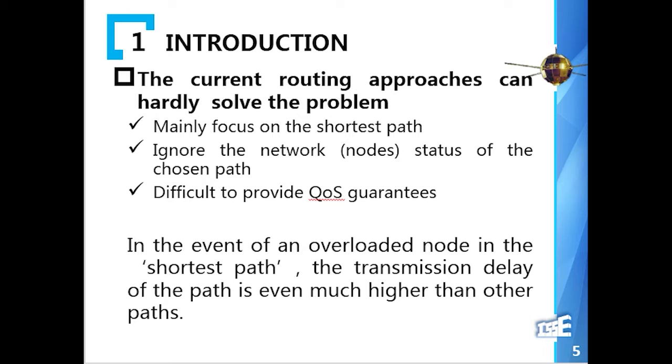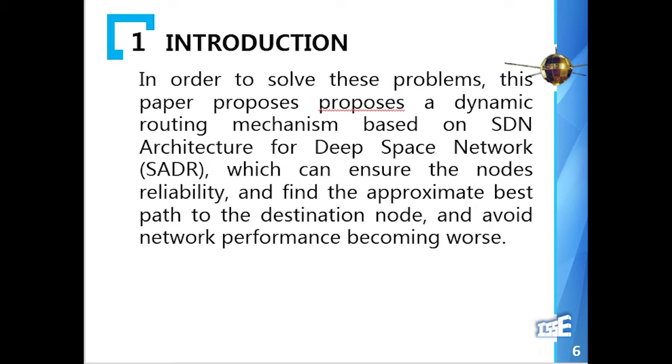They are not considering the load status of the node, so they may also cause the node to be overloaded, cause serious packet loss rate and time delay, and even a sharp drop in the performance of the entire network. In order to alleviate this situation, researchers have tried a variety of solutions. This paper proposes a dynamic routing mechanism based on SDN architecture for deep space network. According to the status of the deep space network QoS guarantee capability, the target node can be found, while avoiding extensive loads on nodes and affecting network performance.